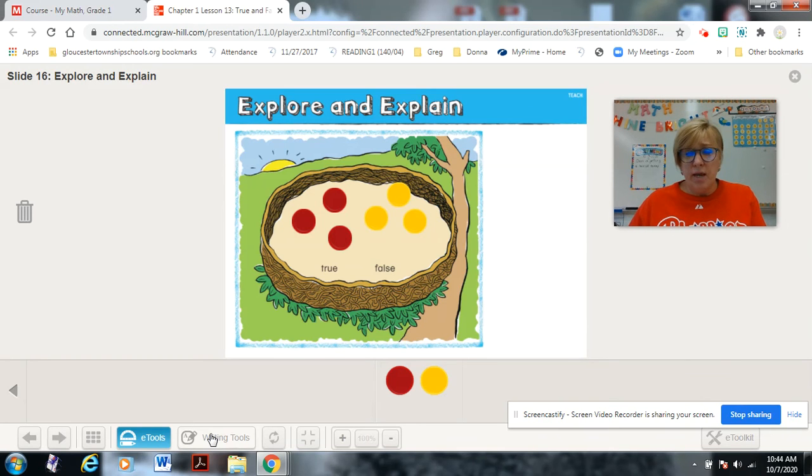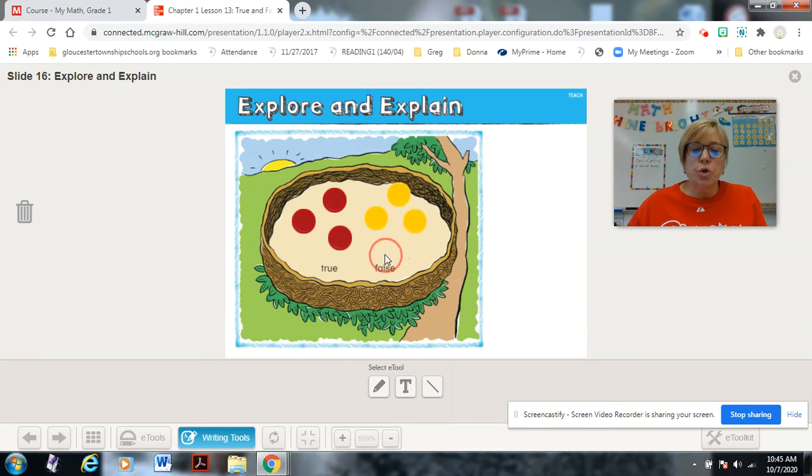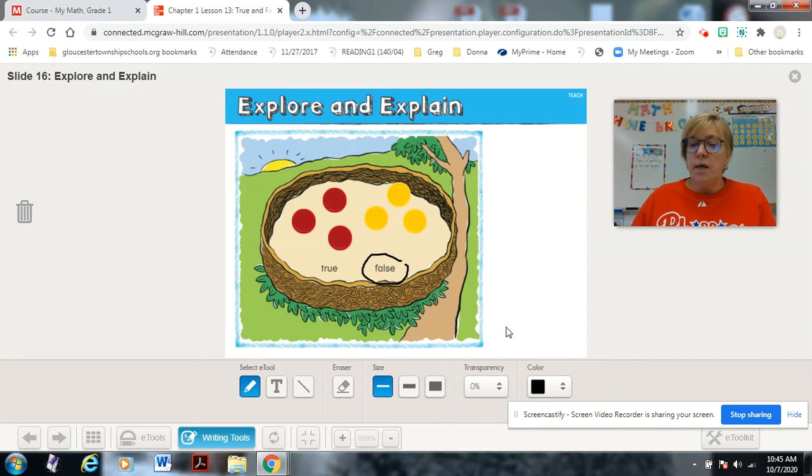Well, we just counted, right? That's right. So the statement is false. Circle the word false, because there are not 7 eggs in the nest. There are only 6. Now, before you wipe away your counters, you could use your crayon and color 3 one color and 3 another color. And then that way, once you're taking your counters off, it would show why your answer is false. Okay? When you're done, turn the page.